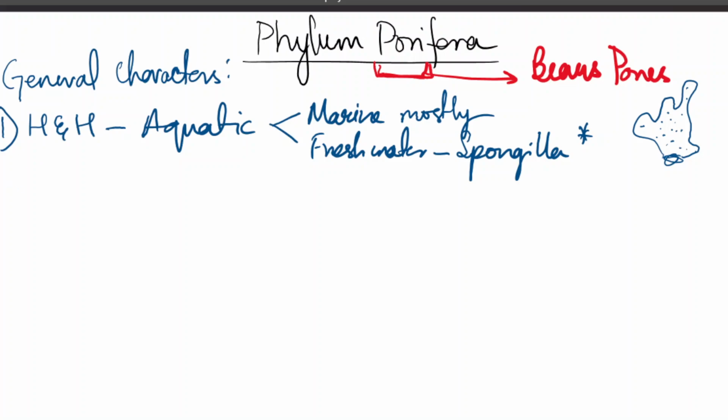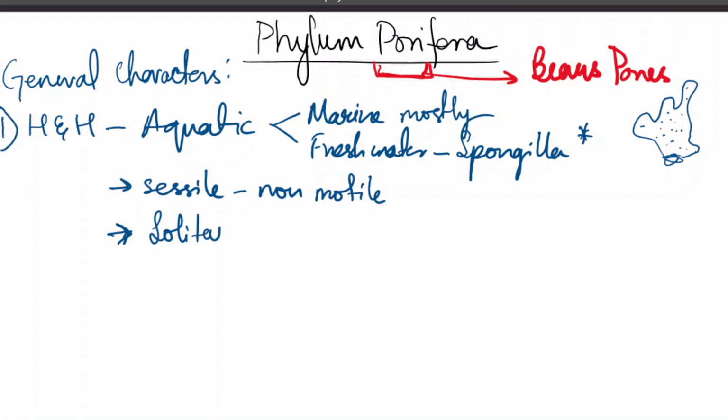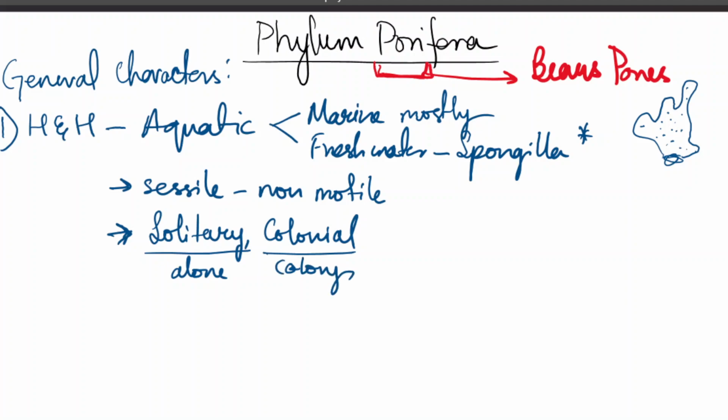Now the second thing you need to know is it is sessile, means it is non-motile, it doesn't move around. The next point is that it is found in a solitary condition or in a colonial condition. Solitary means it is alone, and colonial means it is in a colony.